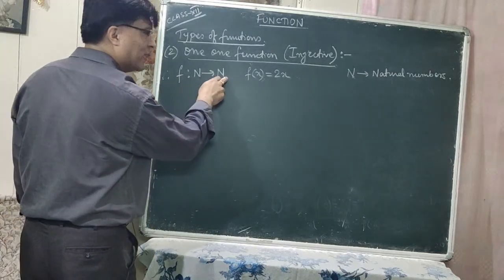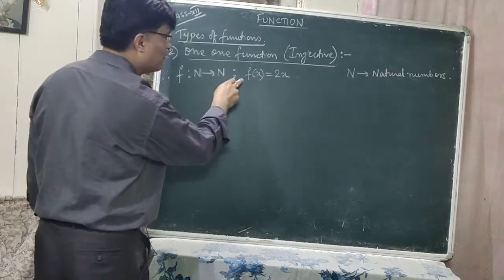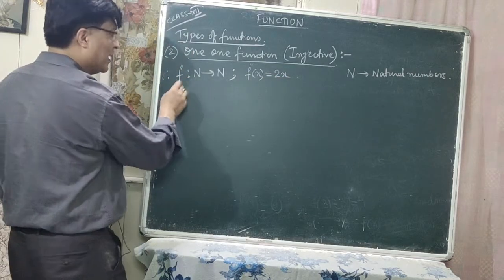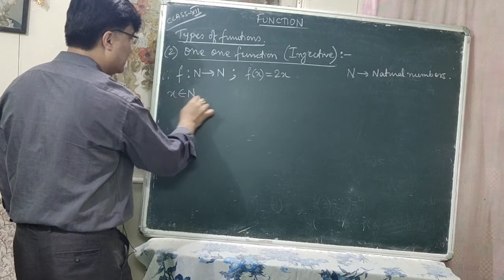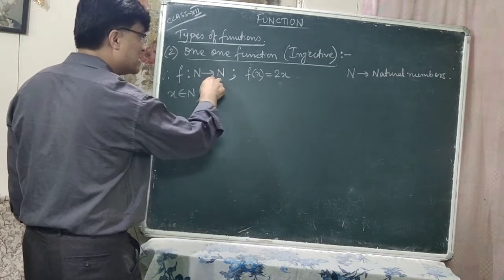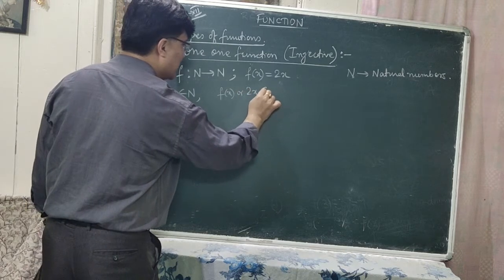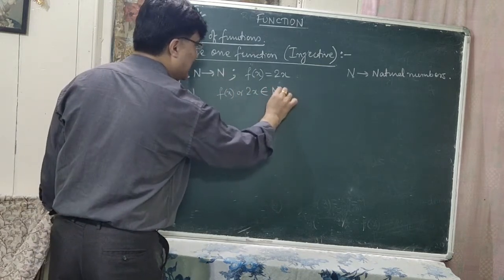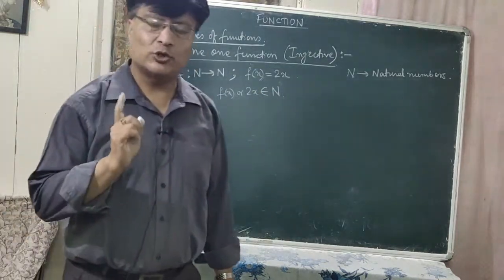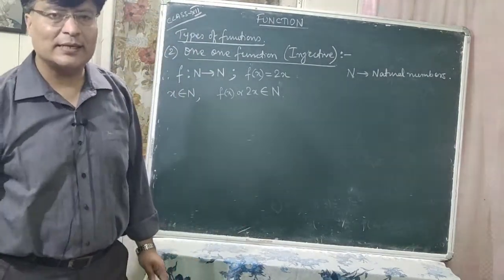F such that N to N, natural number to natural number, and this function is defined by f of x is equal to 2x. So here this x belongs to the first N, and this 2x or f of x belongs to the second N, right? This is the second N. This is the first N. But both are natural numbers. So you know that natural numbers start from +1, +2, +3, etc. It goes up to plus infinity.